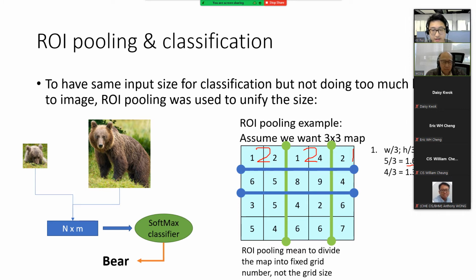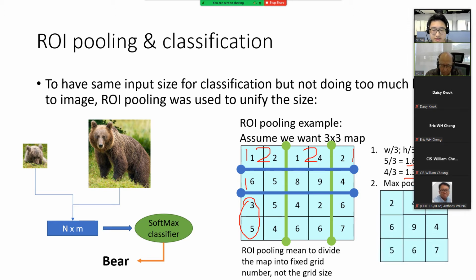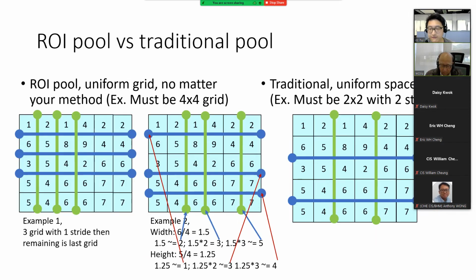For the height, we do the same thing. 4 divided by 3, we got 1.33, rounded off into 1. So here 1, 1, and the remaining will be the last group. The ROI pooling is meant to extract the same output. We want to have the same output. So let's do max pooling in the grouped input. It will look like this. Let's have a further explanation on ROI pooling.